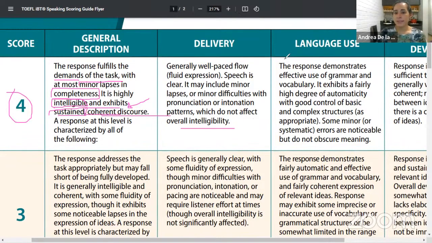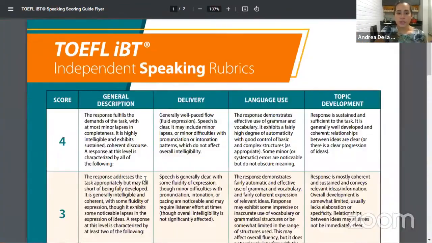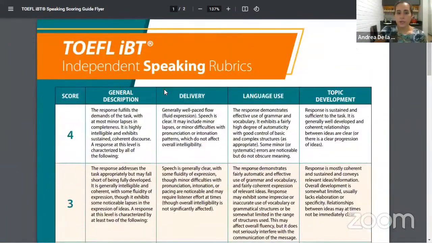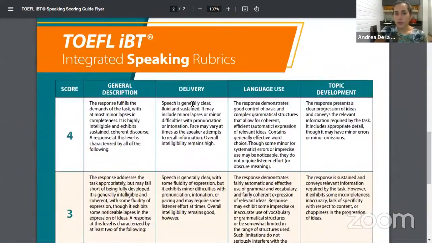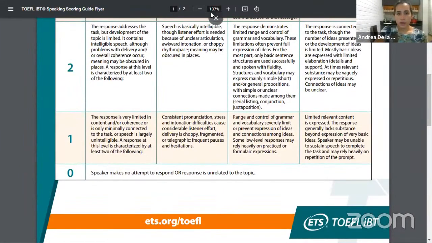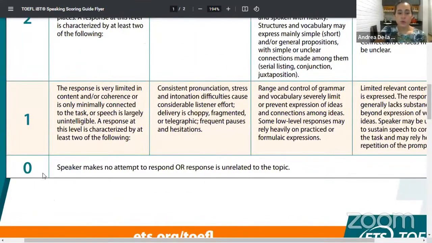And then they explain more specifically what they want for each category, but we already explained that, right? But just remember, these are the official rubrics they use for the independent in the first page and for the integrated in the second one. So if you got some time, you can take a time to read. You could actually even get a 0. You could get a 0 if the speaker makes no attempt to respond, so if you don't say anything, or if the response is unrelated to the topic.